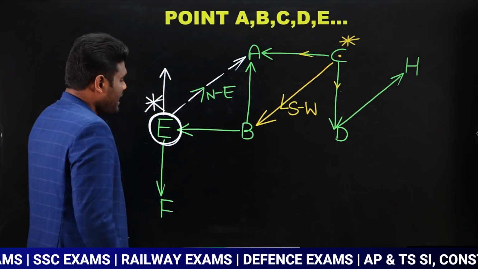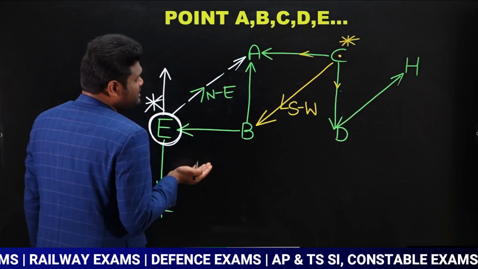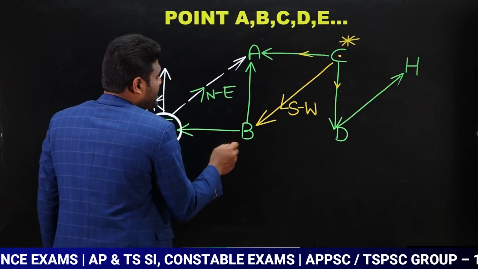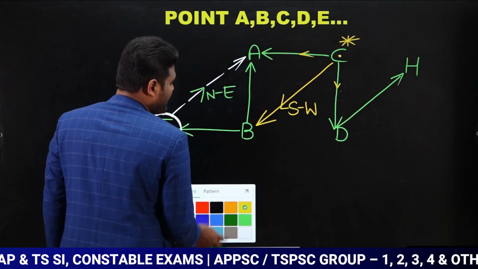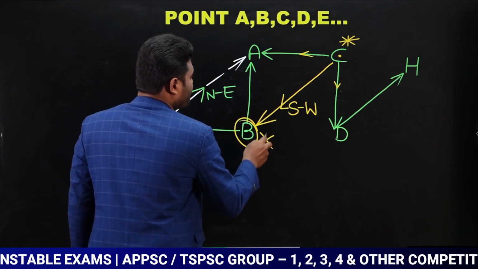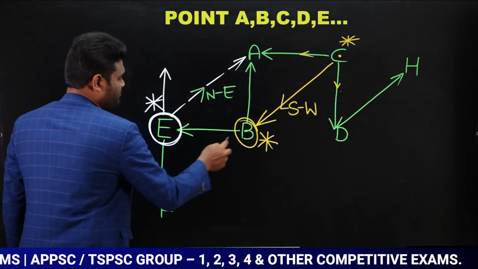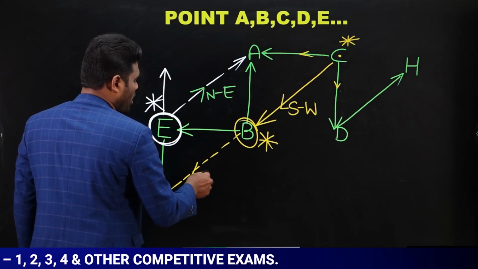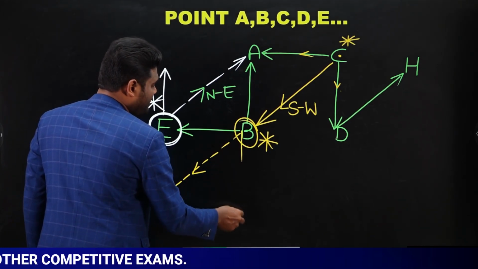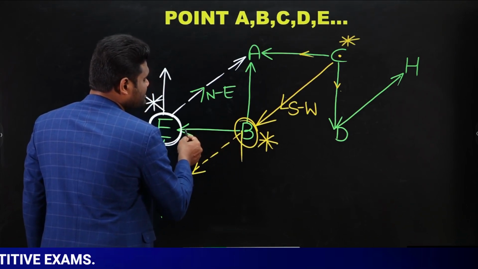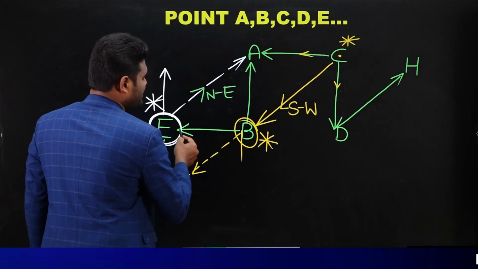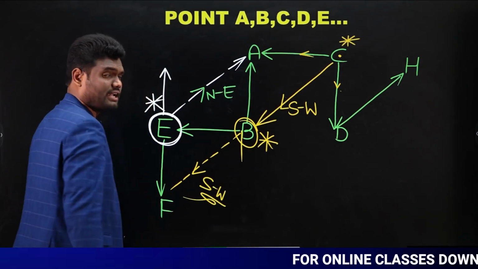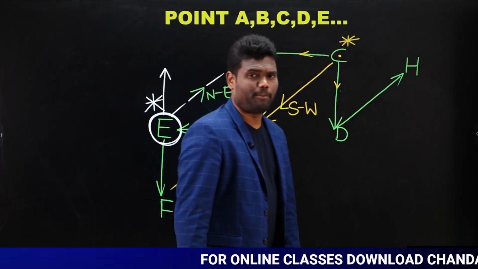Now if I ask you the question, in which direction is F from B? When I say from B, you need to look from B. When you look from B, F is in which direction? Now look here. If you observe, this is going to be south. Yes. This is going to be west. Between south and west, we can say this is the southwest direction. Is that clear? Very important.